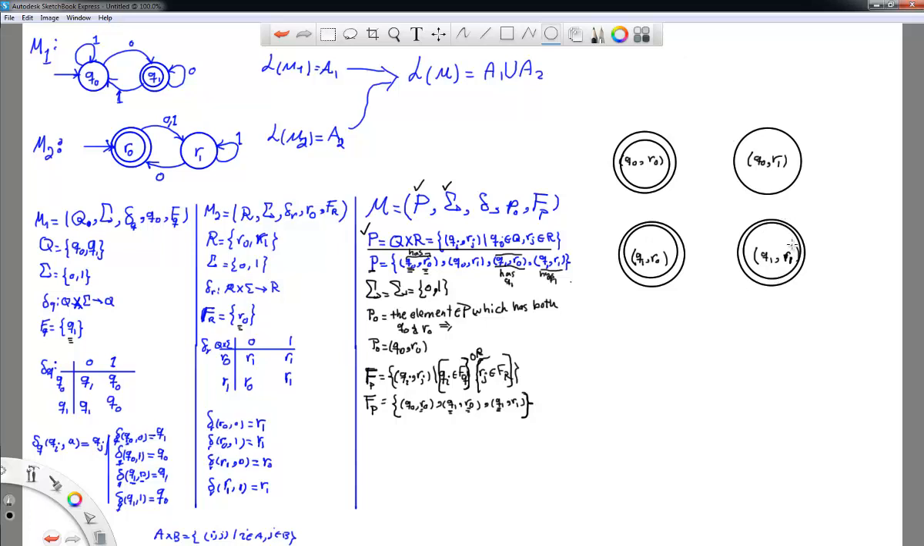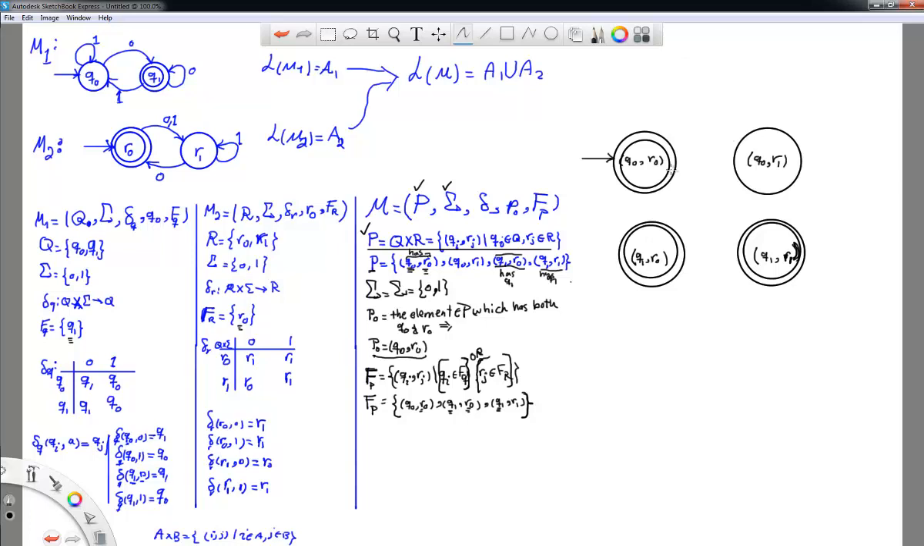Okay, and also while we're at it, let's also specify our initial state, which is this guy. So initial state is P sub 0, Q sub 0, R sub 0. This is going to be the initial state, so I specify that. Like so.